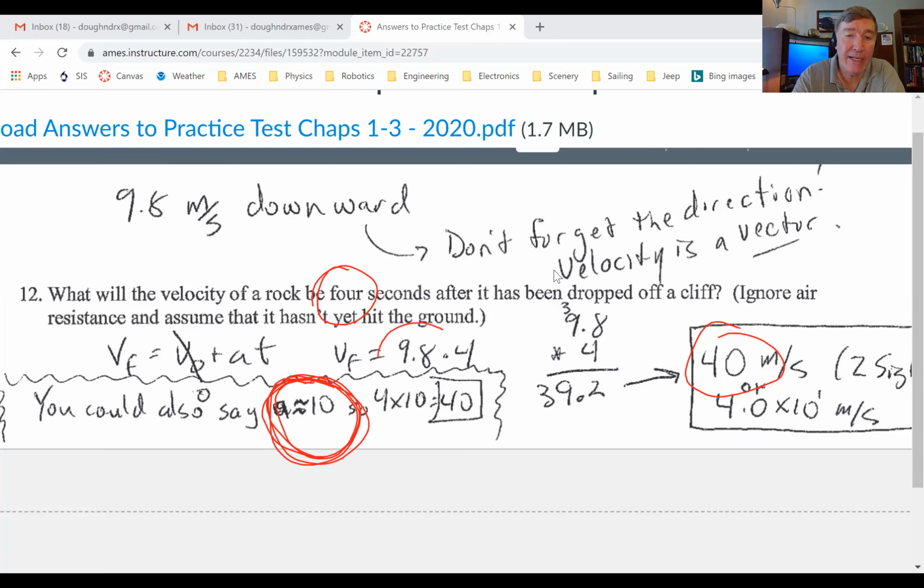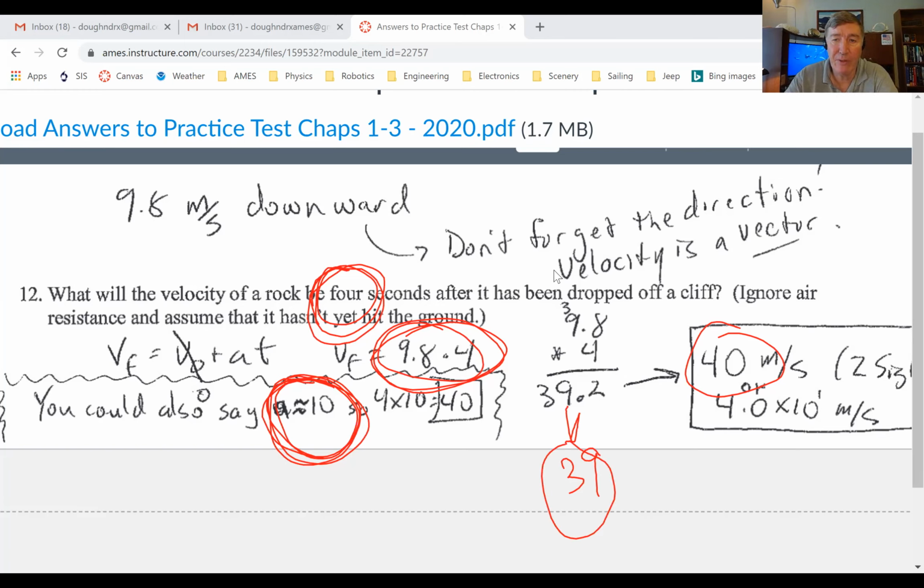Now, if we had used 9.8 as our number, and if it was exactly 4 seconds rather than just approximately 4 seconds, then I'll agree with you. Then we could have rounded that off to 39. Oops, that's supposed to be a 9. It's not a 9. Okay. So if we were allowed 2 sig figs, then I would agree with you.